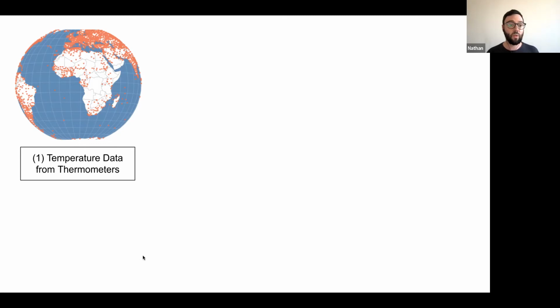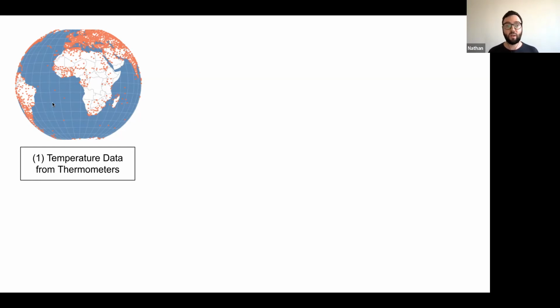And so for calculating the Earth's temperature, we get our raw data, at least over the land surface, mostly from thermometers. That is, thermometers sitting on weather and climate stations all around the world. But we don't have measurements everywhere. As you can see, we only have so many measurements in Africa and South America, but we want to get an estimate of the temperature everywhere.